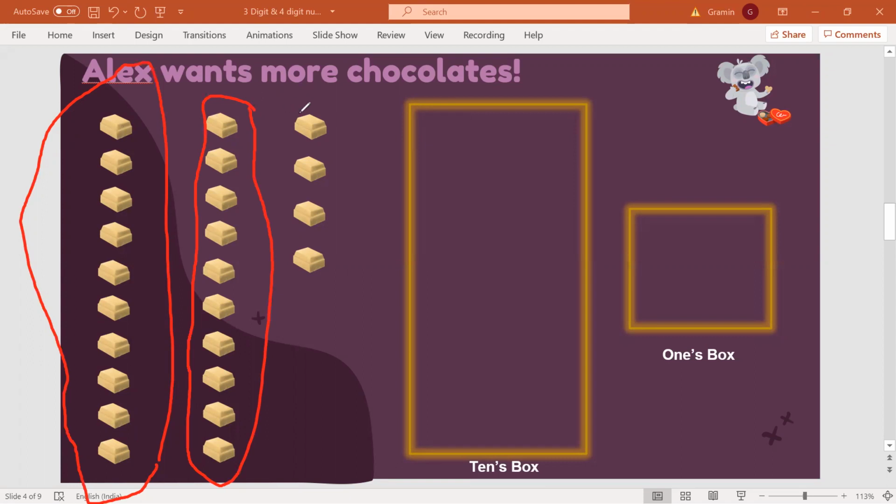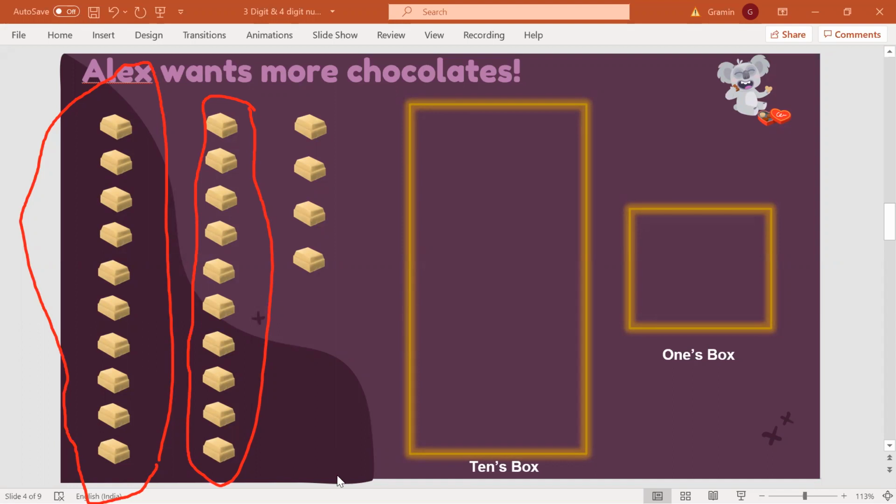Now how many chocolates are left? Total 4 chocolates are left. So now what did Alex do? Alex started putting these chocolates in their respective boxes. So to collect 10 chocolates at one time, he brought 10's box. So in 10's box, he can put 10 chocolates at one time.